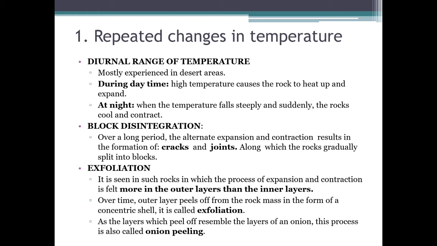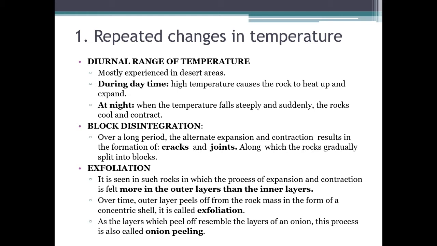Diurnal means in a day. Such a range is present everywhere, but mostly the desert areas experience the extremes. During the daytime very high temperature is there, and it causes the rocks to heat up and expand due to the extreme heat. At night the temperature falls very steeply and suddenly, due to which the rocks cool and contract.